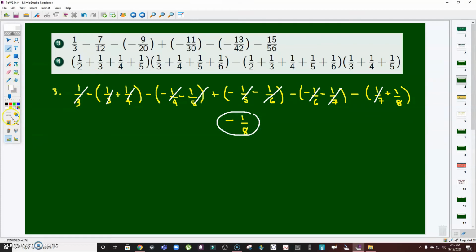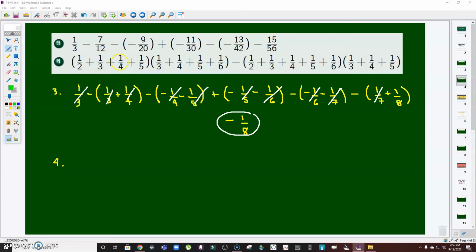Last problem, number 4. For number 4, you're going to get the difference of the product of these two numbers and the product of these two numbers. Like what we did in number 3, we're not going to get the LCD. So what are we going to do? By observation, let's take a look at it.